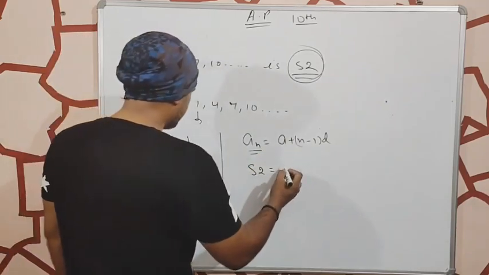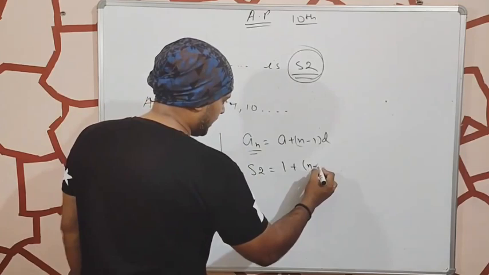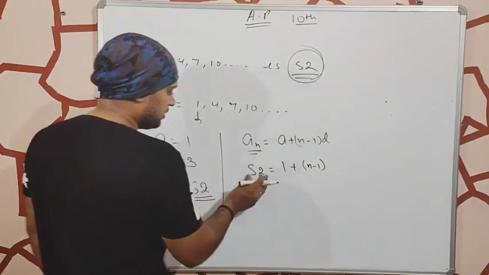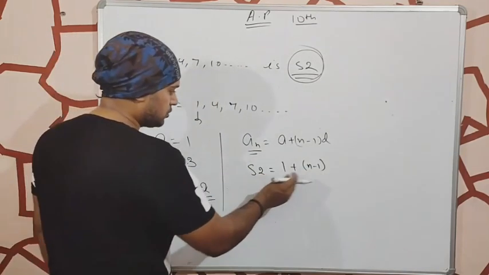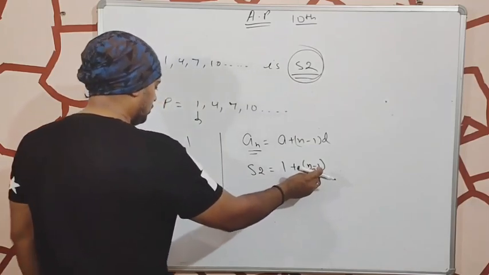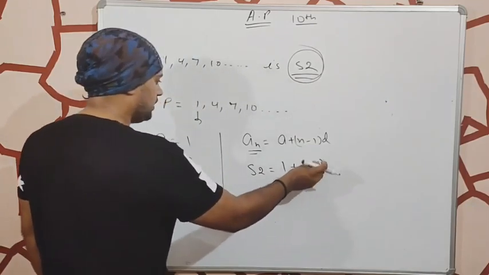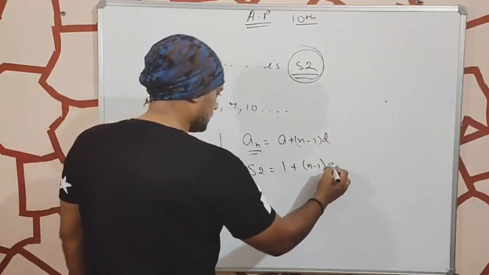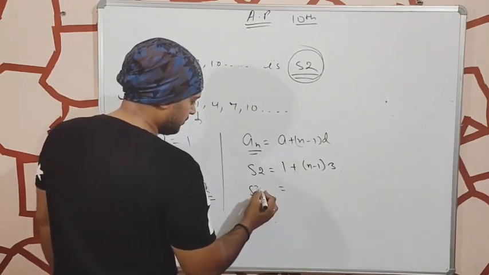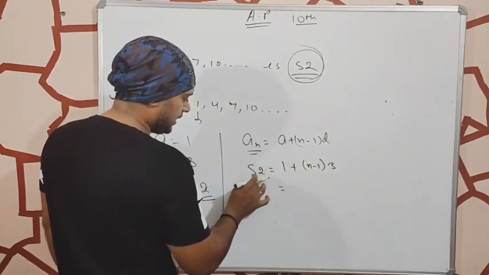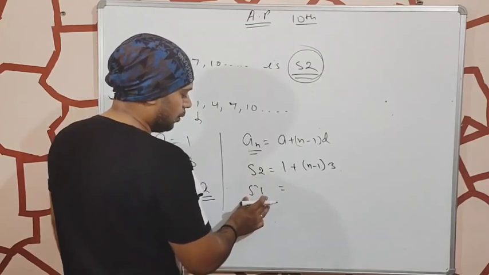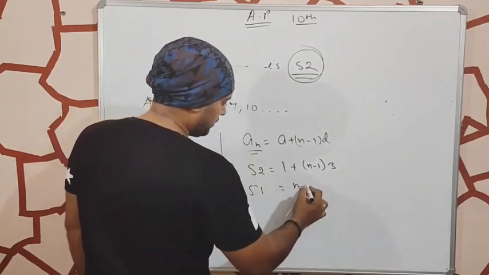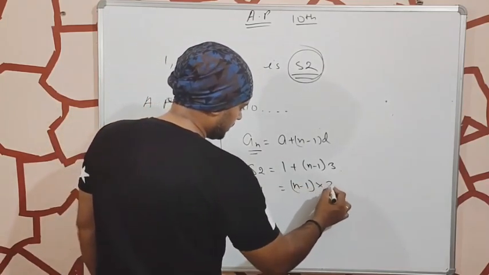The first term of this AP is 1, plus n minus 1. We don't know at which number this term is going to come, so we have to find the value of n. Take it as n right now, and the common difference was 3. Now let's solve this. 1 goes to the other side and gets subtracted, so 52 minus 1 will be 51, equal to n minus 1 into 3.